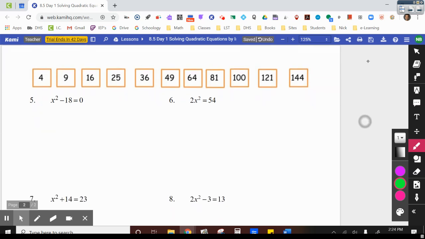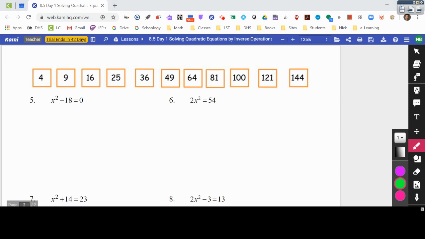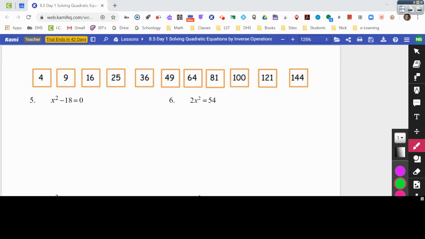All right, so number 5 is x squared minus 18 is equal to 0. So in this case, my x squared term is not isolated yet because this minus 18 is here. So first thing I have to do is isolate it using inverse operations. That means I got to add this 18 over to the other side. So now we get x squared is equal to 18, because 0 plus 18 is 18. Now my x squared term is isolated.